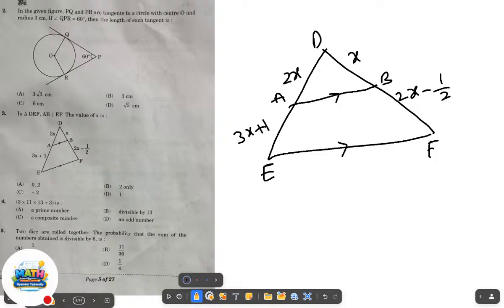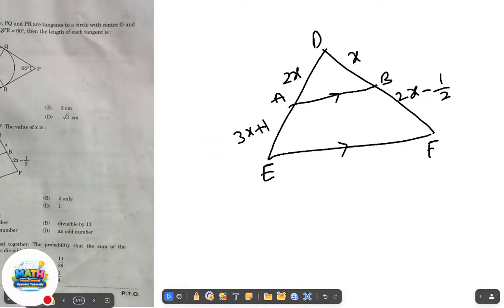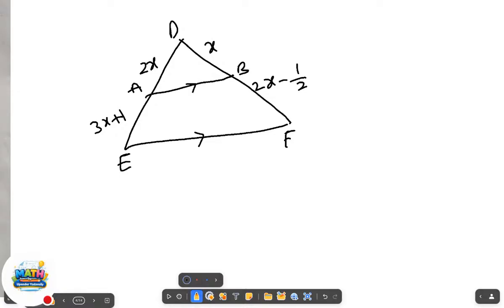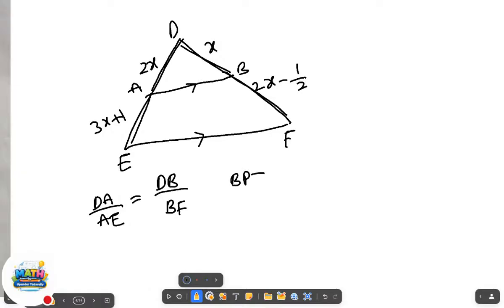So we know that according to the basic proportional theorem, if a line is drawn parallel to one side of a triangle, then that line divides the other two sides in the same ratio. So according to the basic proportional theorem, what do we get? DA by AE is equal to DB by BF. So this is by BPT, basic proportional theorem.